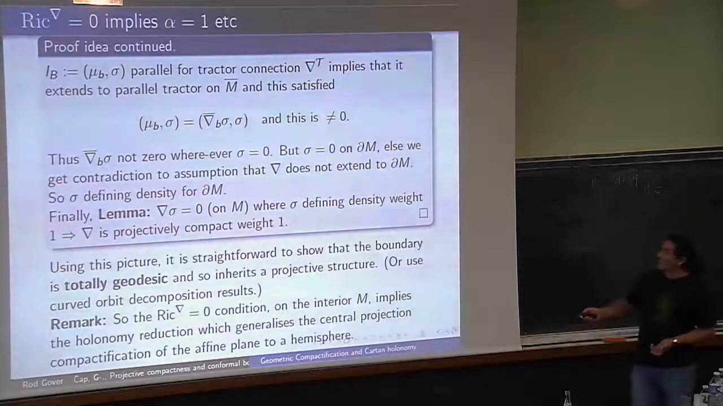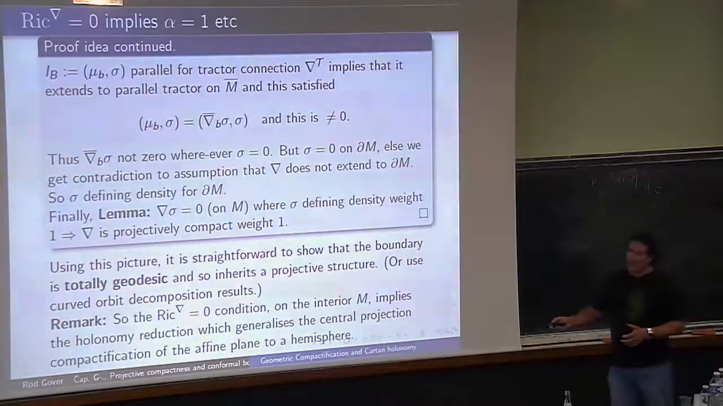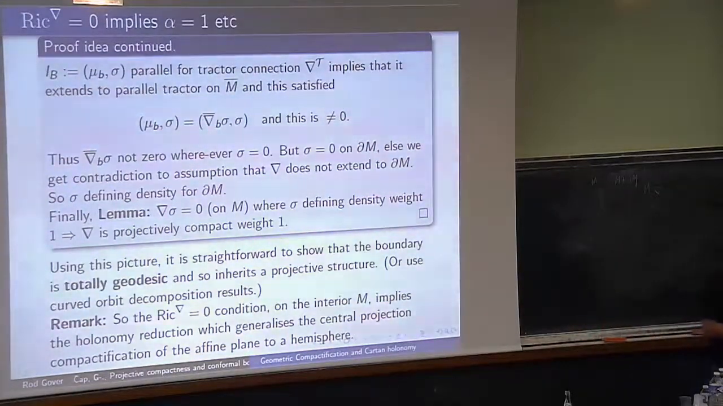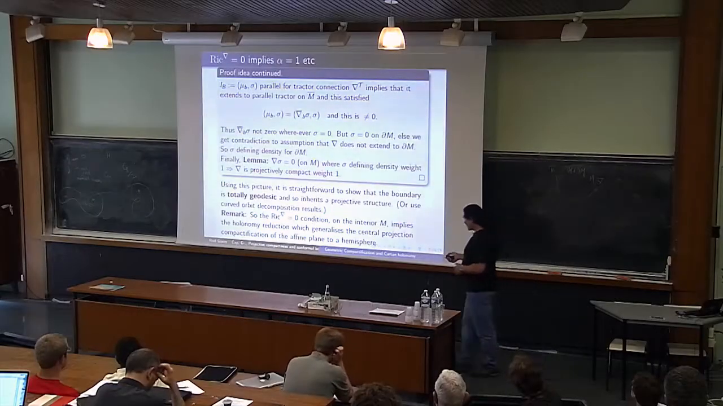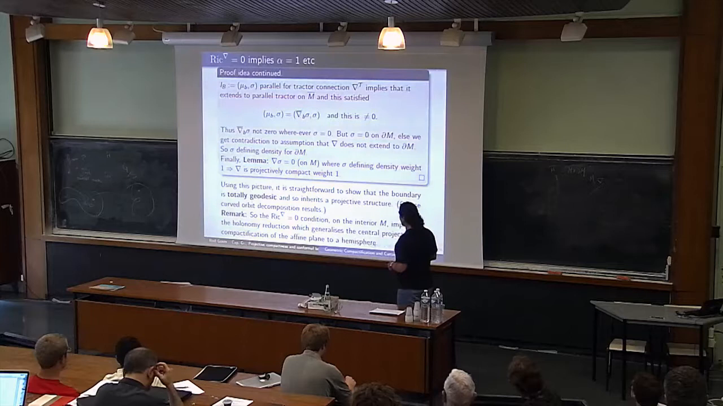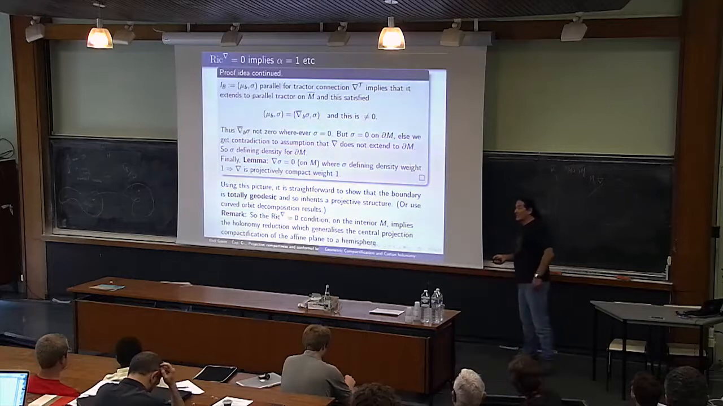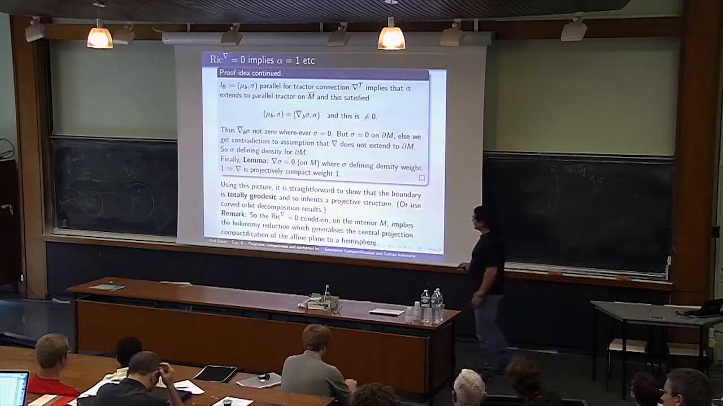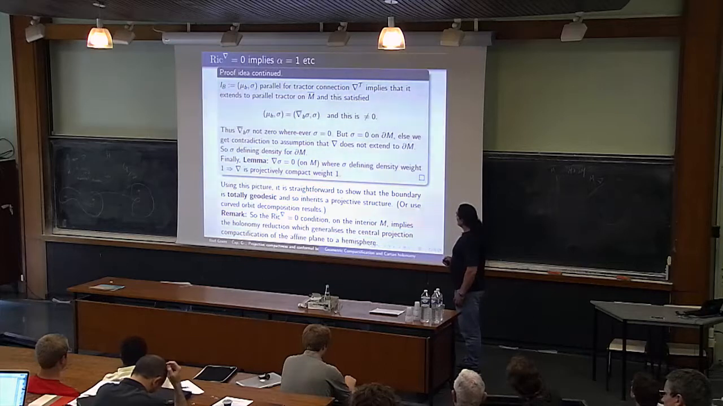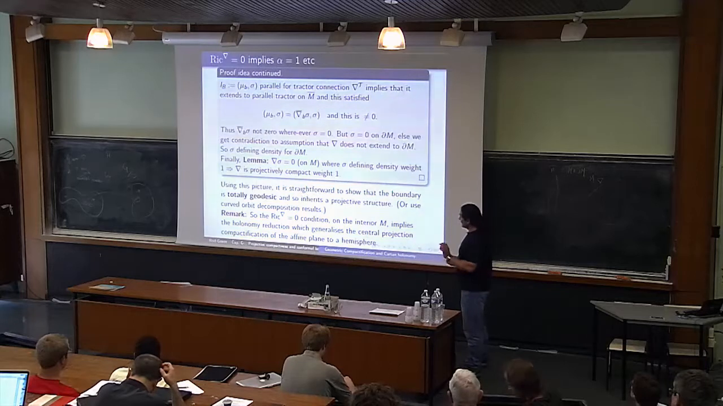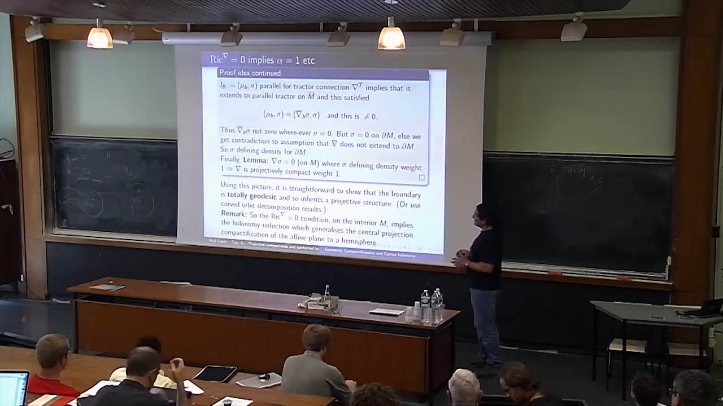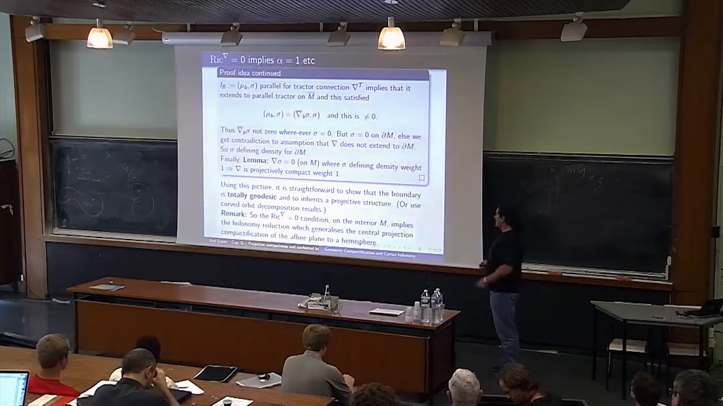And then once you know that it's a density of weight one and it's a defining density for the boundary, it's easy to show that you have that projective compactification that was in the definition. And it's easy to show in this case that this boundary is totally geodesic. It's actually because that second fundamental form I mentioned, this density valued projective second fundamental form, has to vanish. And now from what I said before, you can see why that would be true, because it has to agree with this Cartan tensor, which we're assuming is zero on the inside. So you get a totally geodesic boundary in this case.